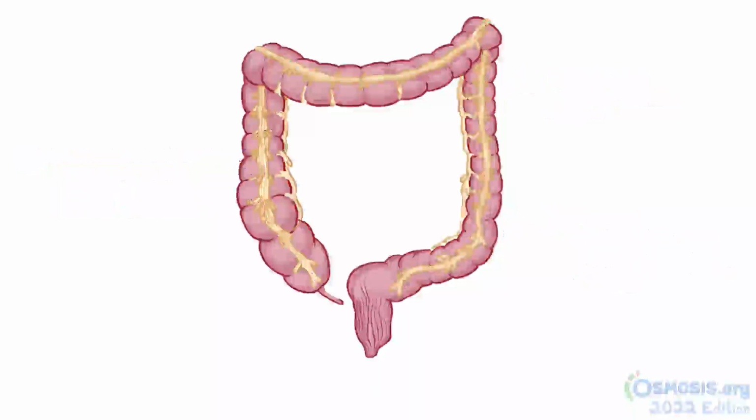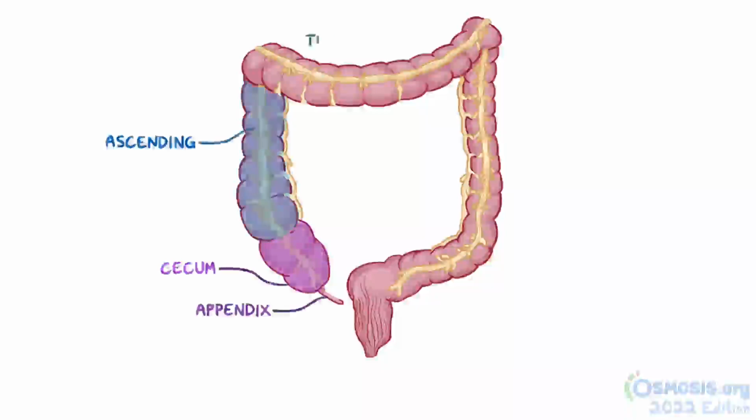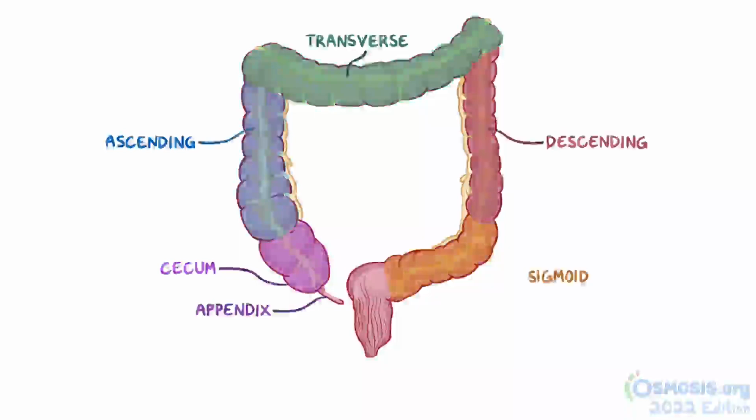The large intestine has several major components: the cecum, appendix, ascending, transverse, and descending colon, sigmoid colon, rectum, and anal canal.